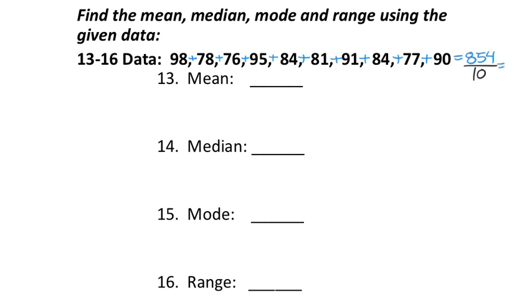And after dividing by 10, which I don't really need a calculator for, that's just moving the decimal one time to the left, that'd be 85.4. So an average, or mean, of 85.4.